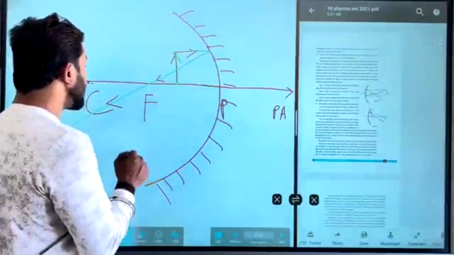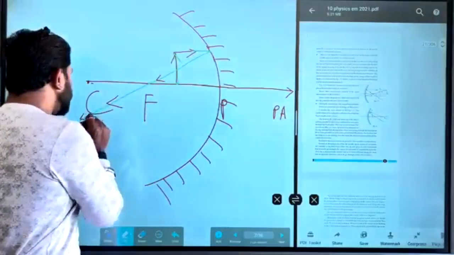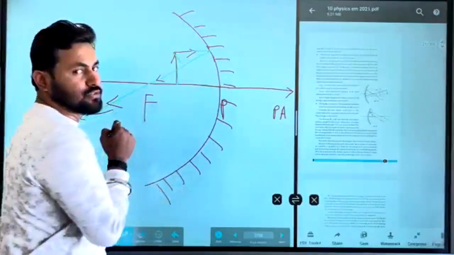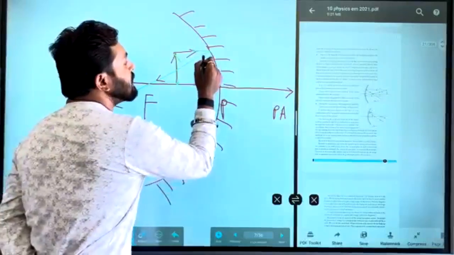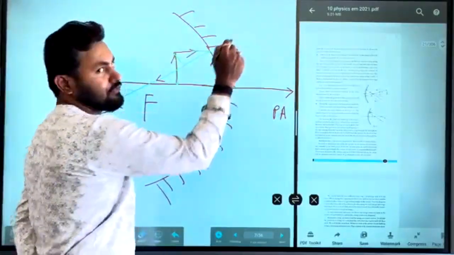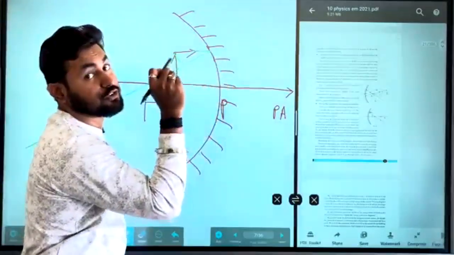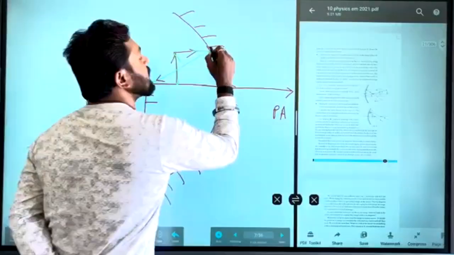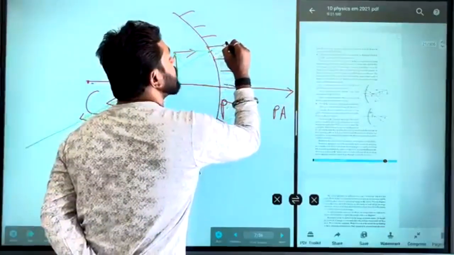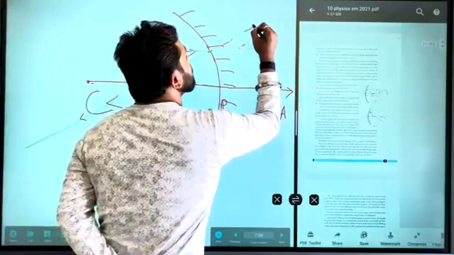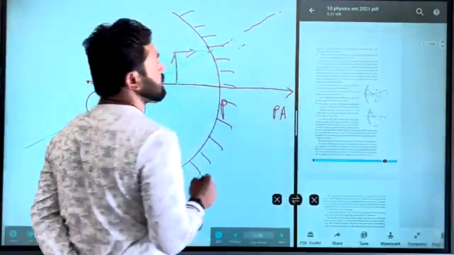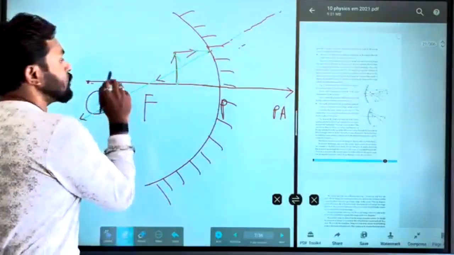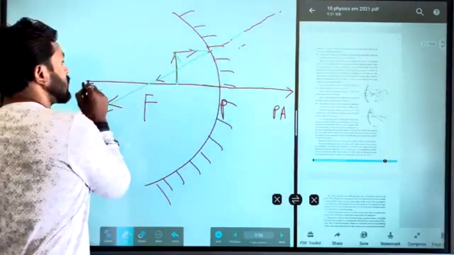Now the reflected ray is this one. Now what I'll do is I will drag the reflected ray that I have, for the first incident ray, in a dotted form. Like this. Now I'll draw the third rule.